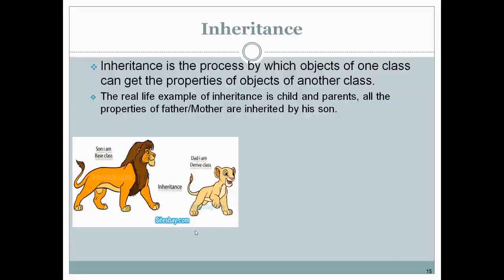Look at this diagram, you will get to know what is inheritance here. We have a father as a base class and son as a child class. So son inherits properties from his father. So father is called as base class here, whereas son as a derived class, child class. Look at one more example.